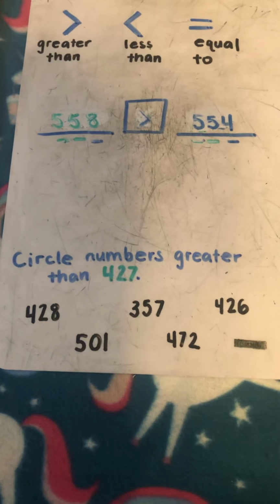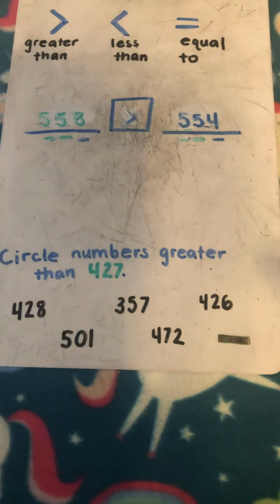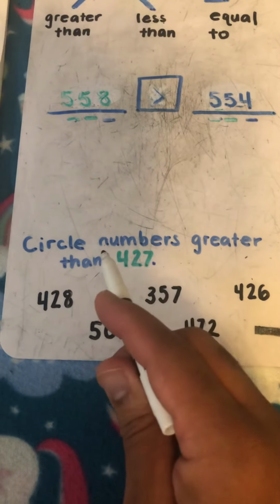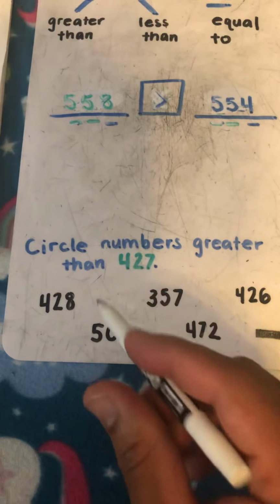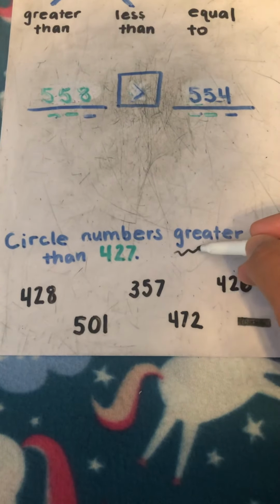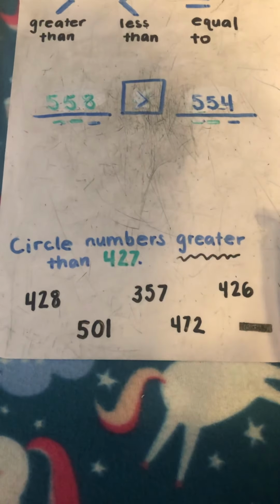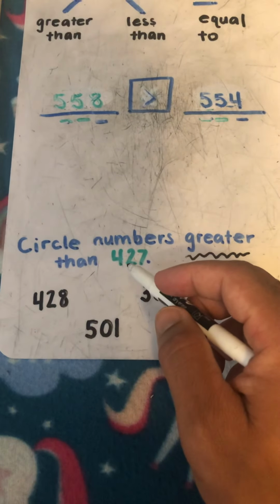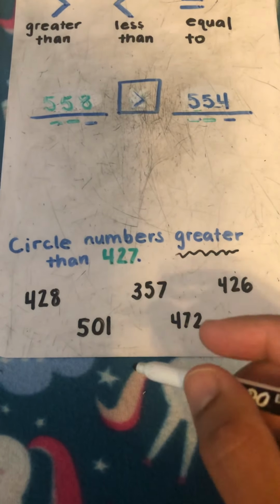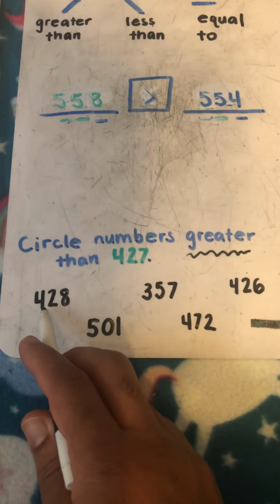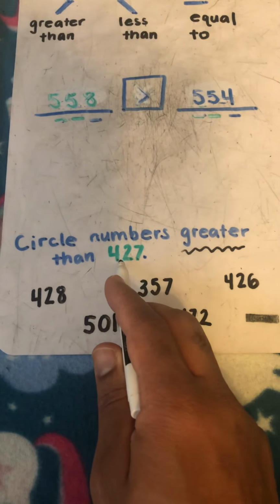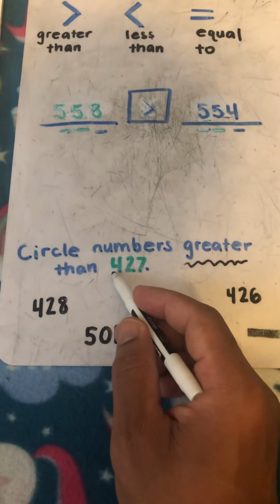My last bit of practice that I'm going to look at here down at the bottom is going to let me find a few different numbers. In this case, my directions tell me to circle numbers that are greater than 427. Well, I see that word greater, so I know I'm looking for numbers or values bigger than 427. Let's take a look together.